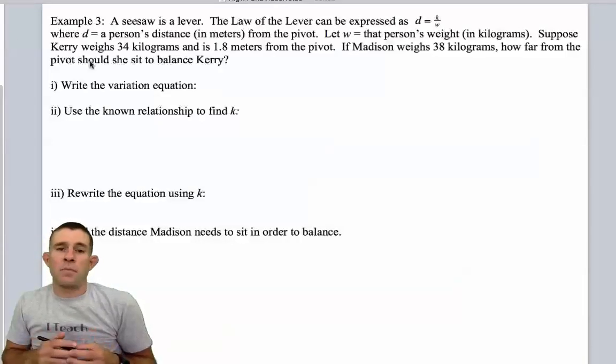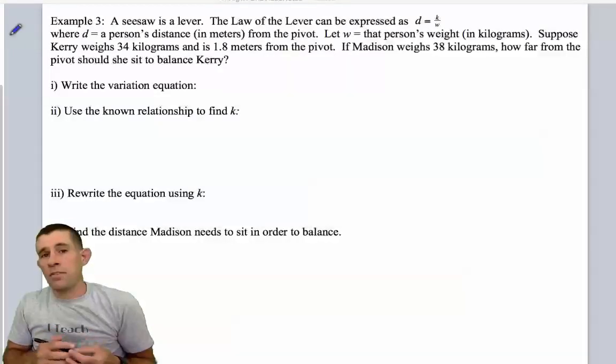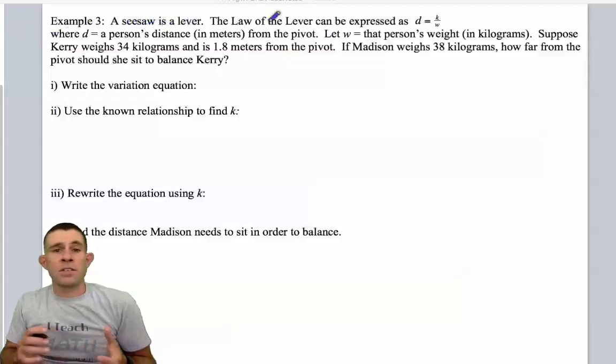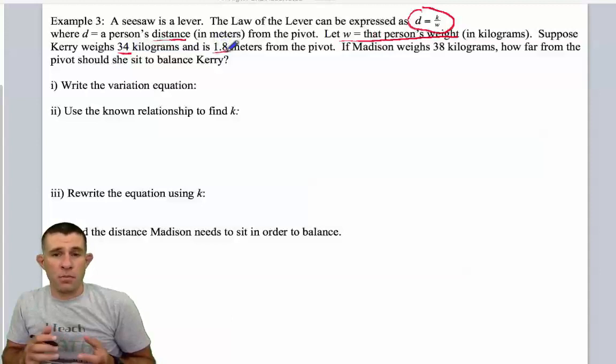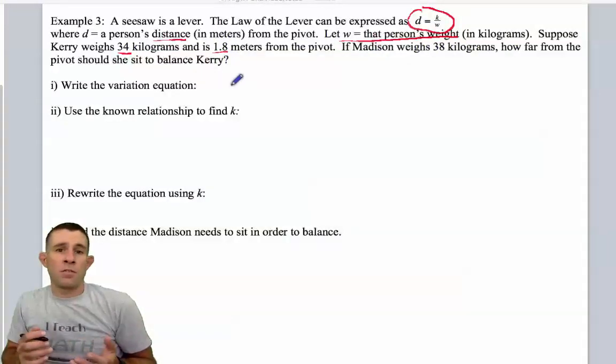We have a seesaw problem. Now, a seesaw follows the law of the lever. And the law of the lever is expressed as an inverse variation, d equals k divided by w, where d is the distance from the lever and w represents the weight of the person sitting on the seesaw. So we have some information here. Carrie's weight and the distance she is from the pivot point of the lever, and we have Madison's weight. So let's write our inverse variation equation, which has actually already been given to us.